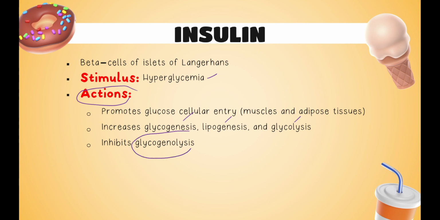Kasi nga, our aim here is to lower your glucose level. If hindi i-inhibit si glycogenolysis, remember that the action of your glycogenolysis, diba, is again, glycogen, lysis, breakdown of your glycogen to become your glucose. And glycogenolysis increases your glucose level, thus it needs to be inhibited.